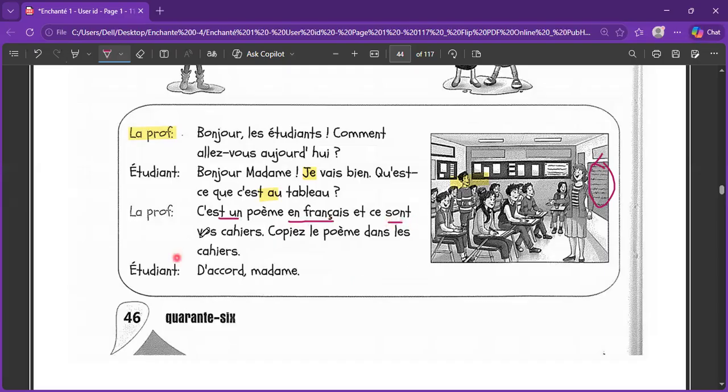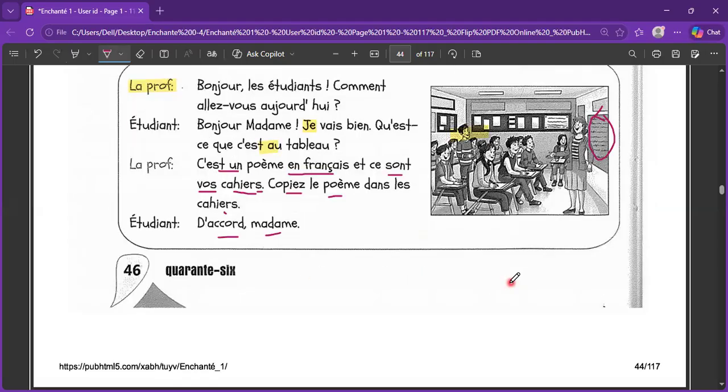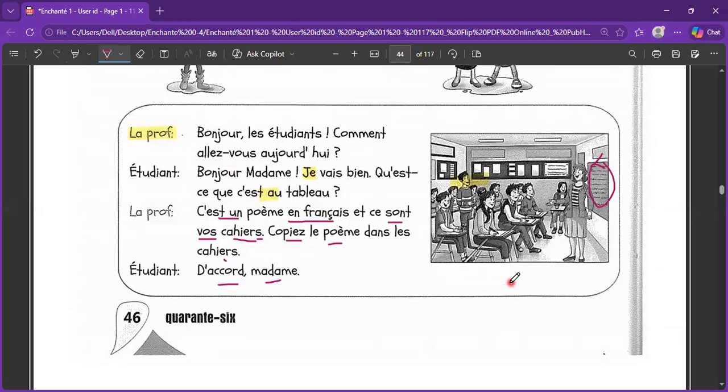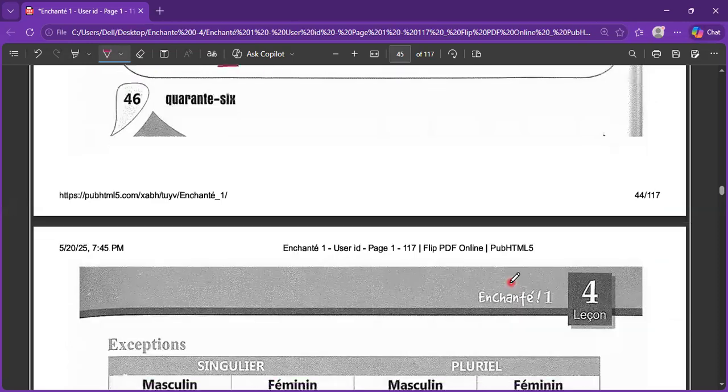Et ce sont vos cahiers. This we will do in the later chapters. This is a possessive adjective. Cahiers are the notebooks, again in the plural form because there is more than one. So these are your notebooks. Copiez le poème dans le cahier. Copy the poem in the notebooks. D'accord, madame? Okay, madam. Are we clear? Yep, all clear. All right.